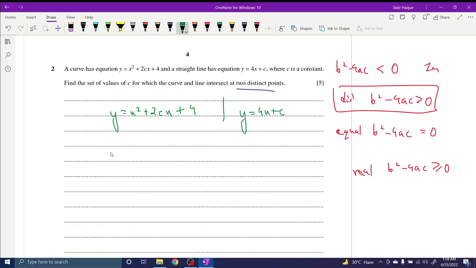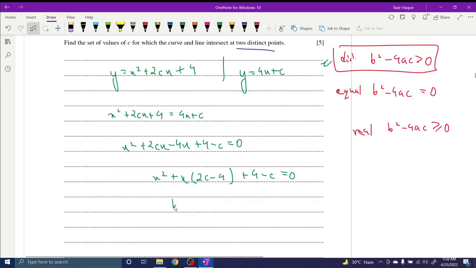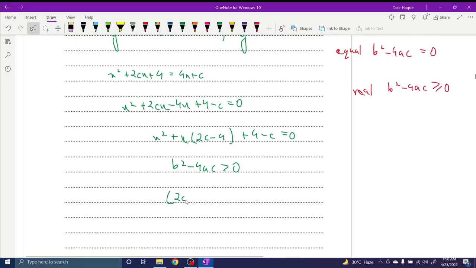Now we equate them. So x squared plus 2cx plus 4 is equal to 4x plus c. x squared plus 2cx minus 4x plus 4 minus c is equal to 0. x squared plus (2c minus 4)x plus 4 minus c is equal to 0. Since the roots are distinct, we are going to use b squared minus 4ac is greater than 0. Now (2c minus 4) whole square minus 4 into 1 into (4 minus c) is greater than 0.